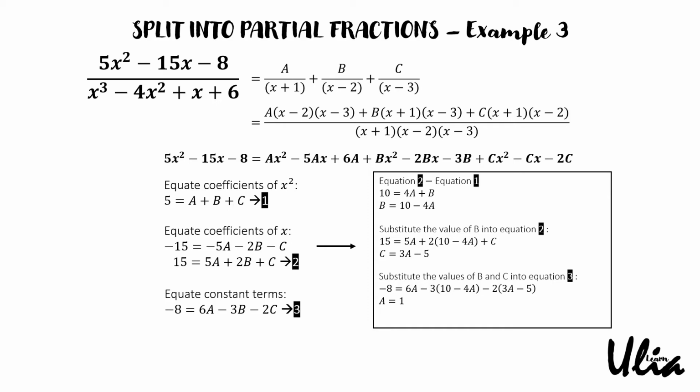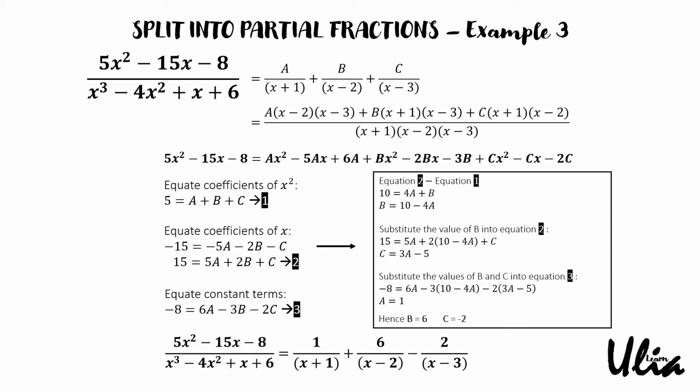Now we know the value of a. So b is 10 minus 4a, so b will be 6. And c is 3a minus 5, so c will be minus 2. With the terms of a, b and c, we got the partial fractions as a over x plus 1 plus b over x minus 2 plus c over x minus 3. So you know the values of a, b and c, so simply substitute those values and you'll get the partial fractions as 1 over x plus 1 plus 6 over x minus 2 minus 2 over x minus 3.